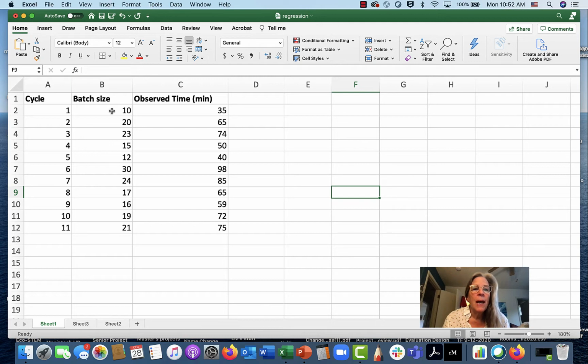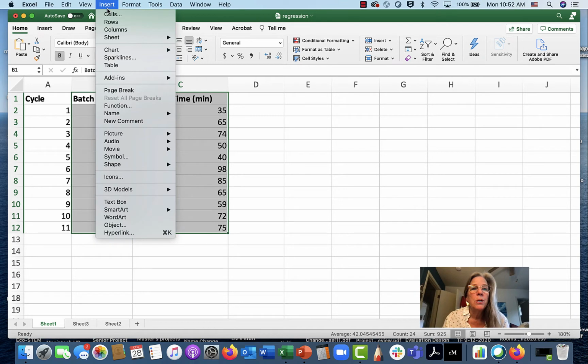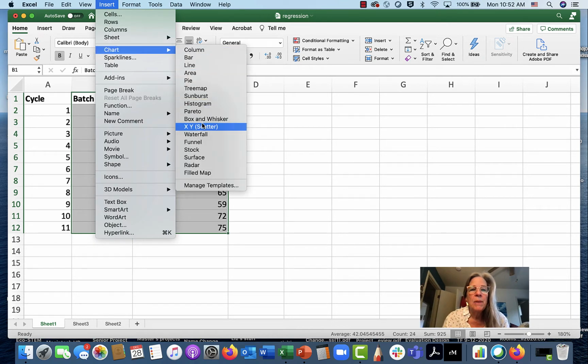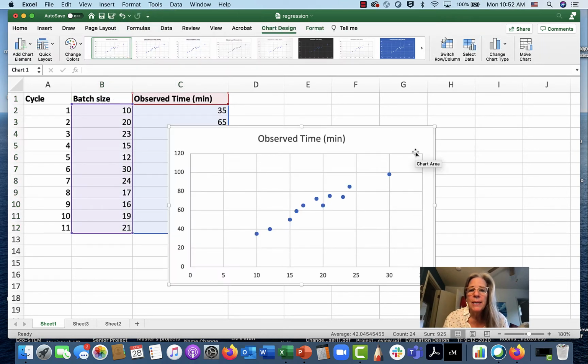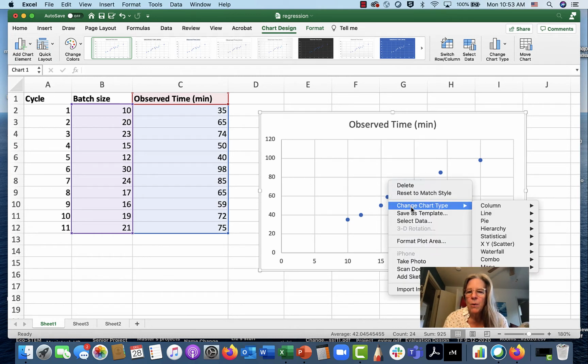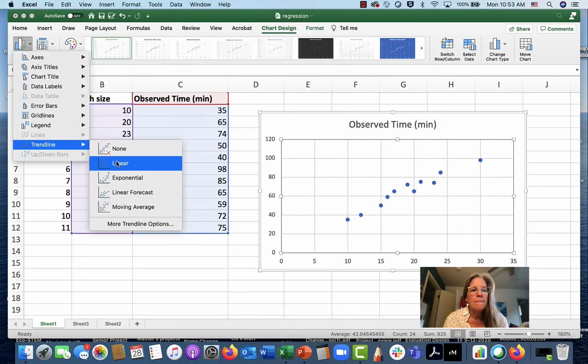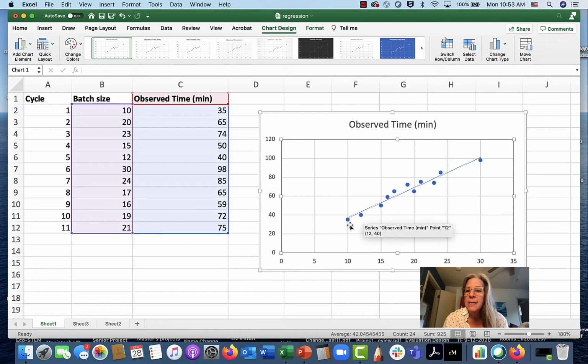So the first thing I'm going to do is insert a chart that's a scatter plot. So I can see here that there does seem to be a linear relationship. It's not perfect, but there is a linear relationship. So I want to understand that linear relationship. And one way I'm going to do that is insert a trend line. So it's a linear trend line. And I can see that there's a line there.